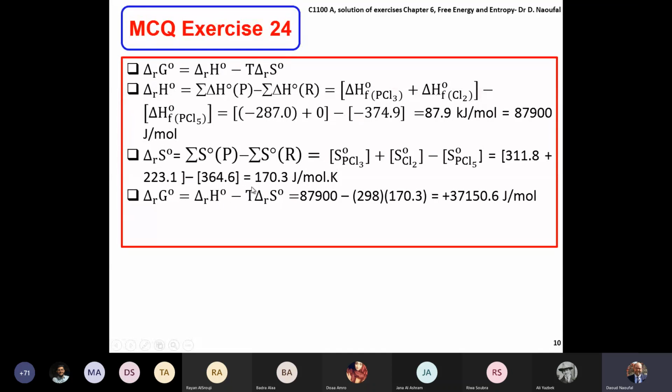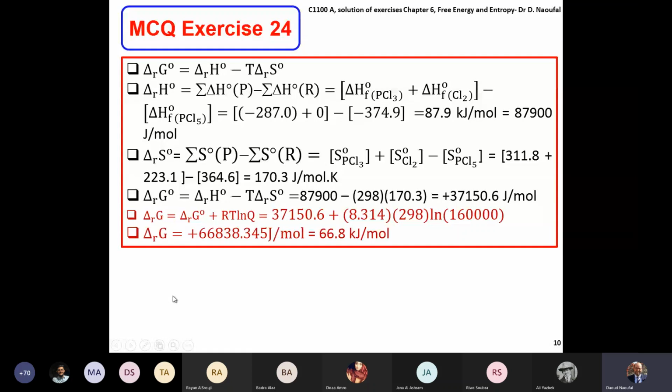Pay attention for the conversion of the units. Delta H0 is in kilojoule, delta S0 is in joule per Kelvin. You have to choose to transform to kilojoule or to joules. We transform delta H0 in this part to joules, and we obtain this value. So delta G0 is equal 37.15 kilojoule per mole. Therefore, we put delta G0 by its value, and we calculate delta G, which is equal to 66.8 kilojoule per mole. What is the meaning of this value?